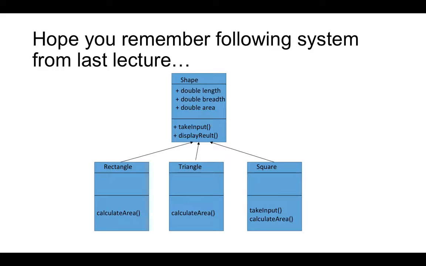We had a class shape which had a few data members and a couple of member functions, take input and display result. Then we had some subclasses, rectangle, triangle, and square. These subclasses were inheriting all the public data members and member functions from their superclass shape. Also, each of the subclasses had their own function calculate area to calculate the area of the respective shape. Square, however, had an overridden function called take input.